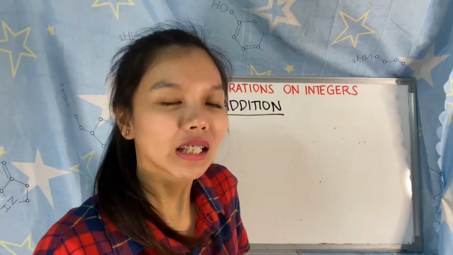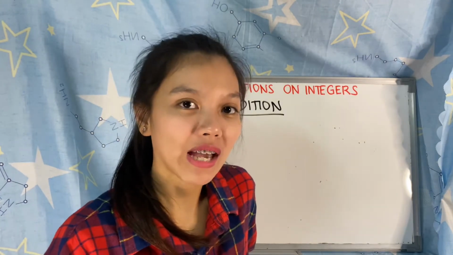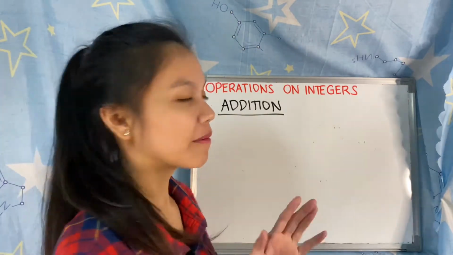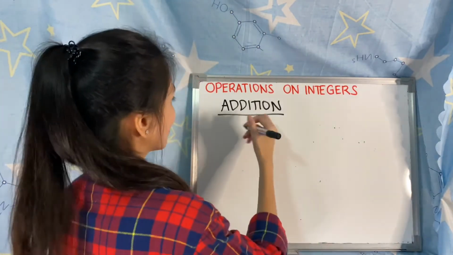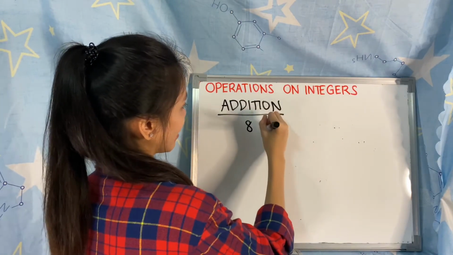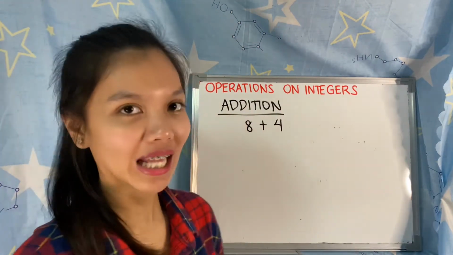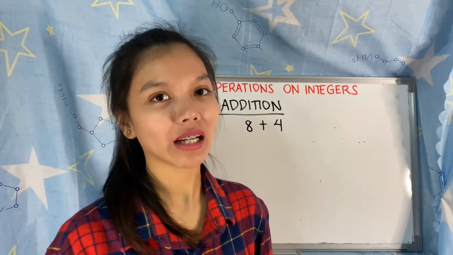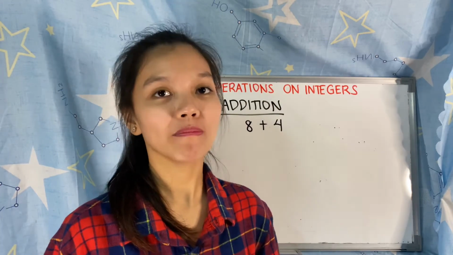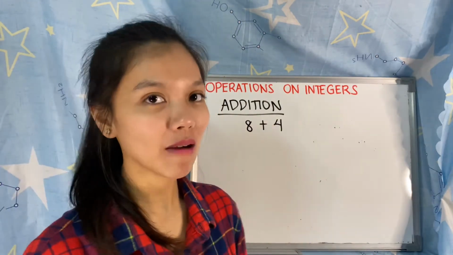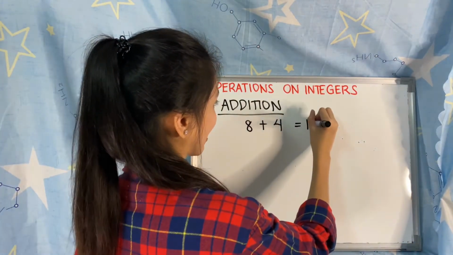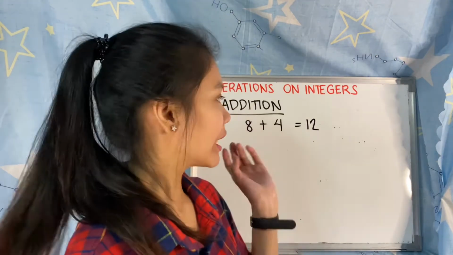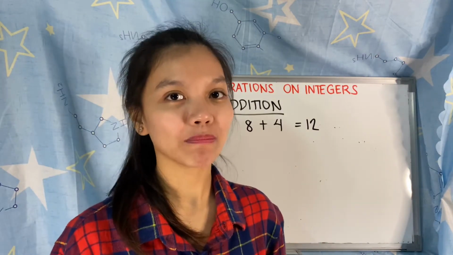So, we all know that integers have positive and negative numbers. First, for addition, we are going to have positive to positive. We are going to add 8 and positive 4, or positive 8 added by positive 4. If both of the integers are positive, you are just going to add the numbers. So, 8 plus 4, that is 12. Automatically, if the integer has no sign, it means that the integer is positive.